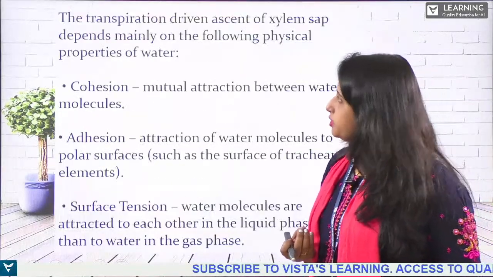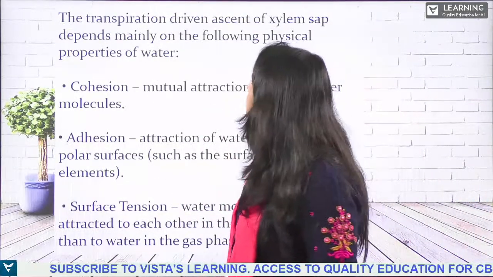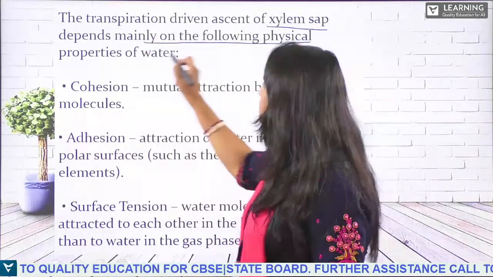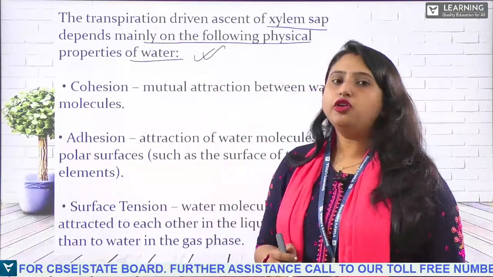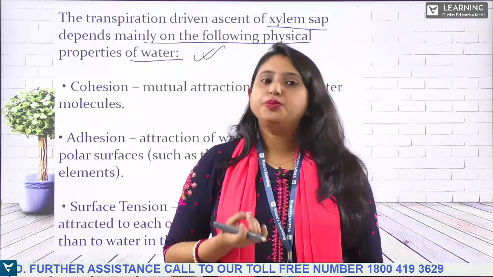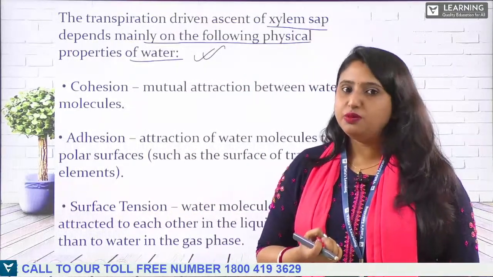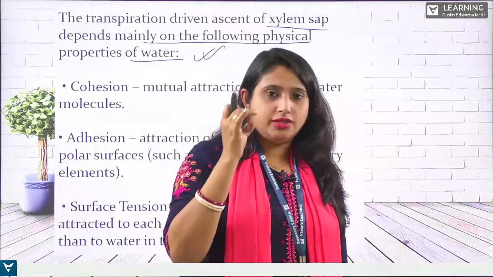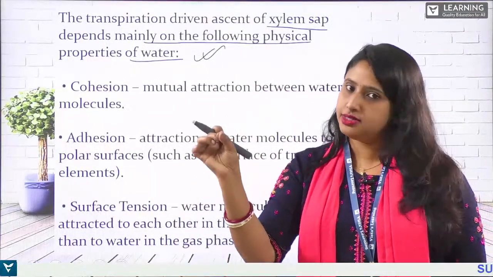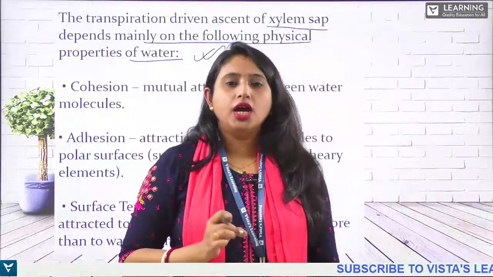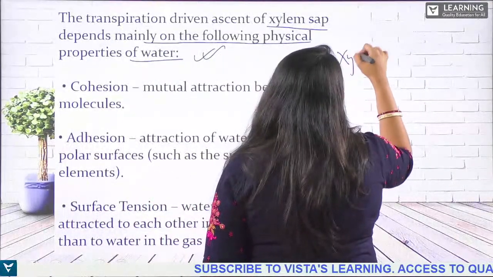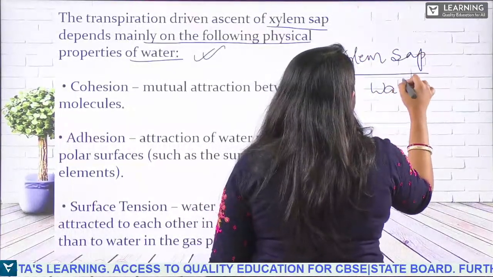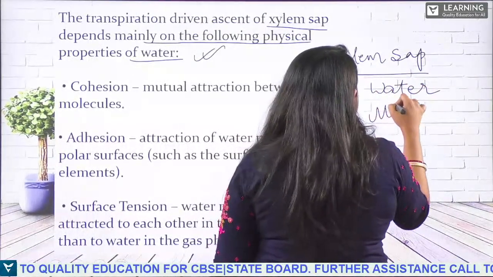Next, some other factors. The transpiration driven ascent of xylem sap depends mainly on the following physical properties. Now what do you mean by this xylem sap? Xylem sap means the food which is being provided by the xylem in the form of water and mineral ions. Clear? Xylem sap means the water and the mineral ions.